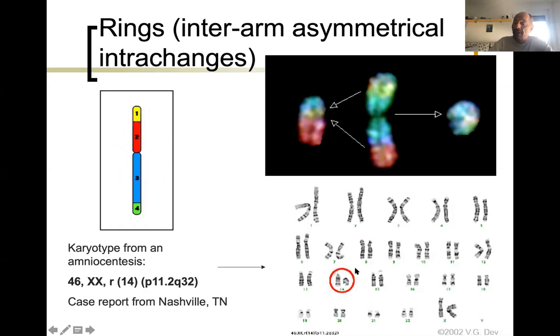Rings are sometimes found, you see, also in amniocentesis. This is a G-banding image with the karyotype from an amniocentesis, so from a baby, where there is a ring in chromosome 14 that can be actually mapped very carefully with G-banding to the band p11.2 q32. P11.2 means p-arm band 11 sub-band 2, q32 is the band in the q-arm.